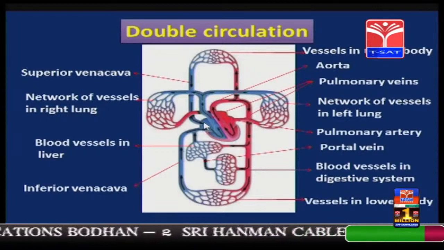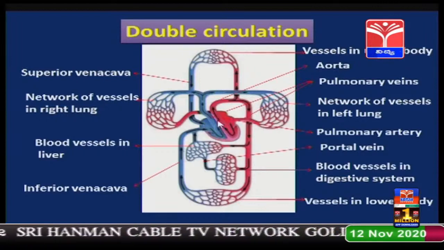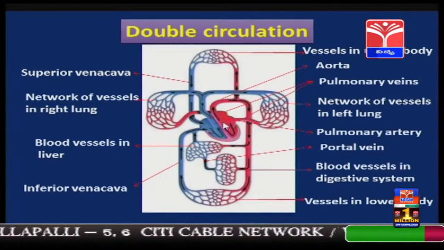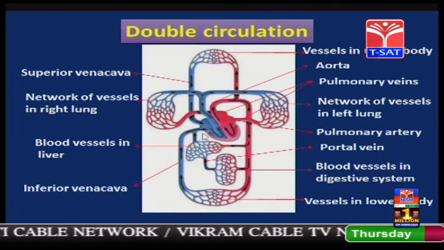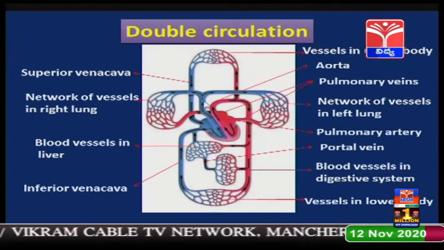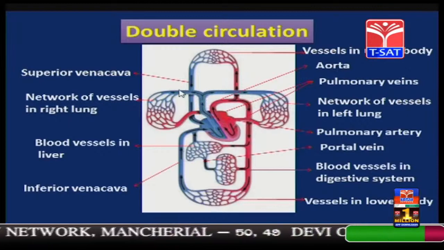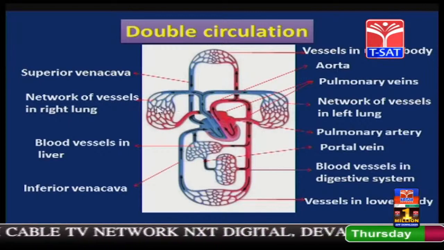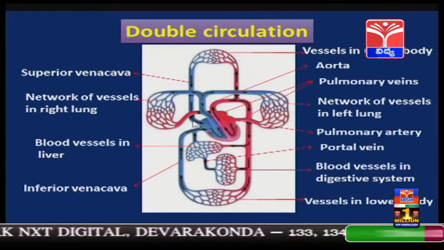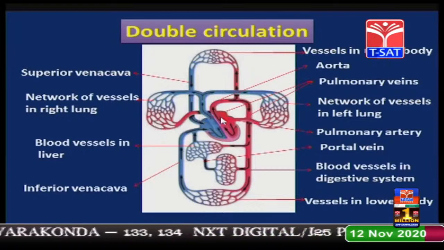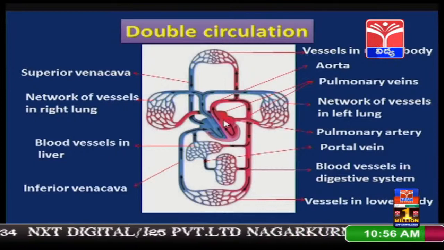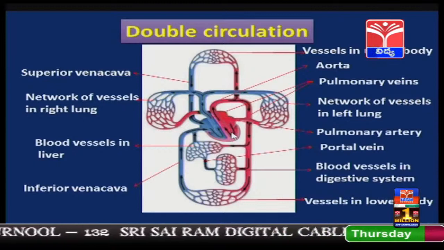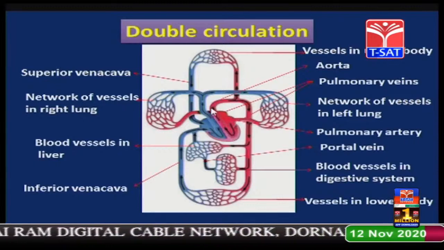The blood from the right ventricle is pumped into the pulmonary artery. The blood from the left ventricle is pumped into the aorta. The deoxygenated blood which is pumped into the pulmonary artery flows towards the lungs where oxygenation takes place. From the lungs, the pulmonary vein collects the blood and pumps it to the left atrium. From the left atrium, blood enters into the left ventricle. From there, it enters into the aorta.